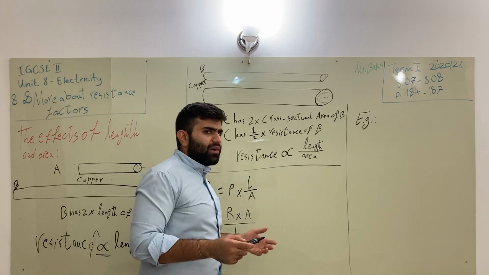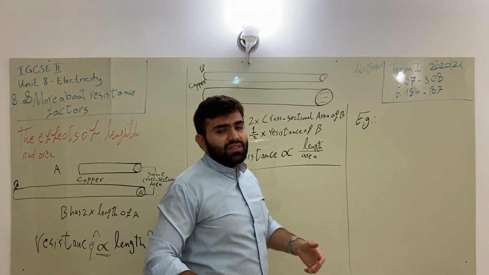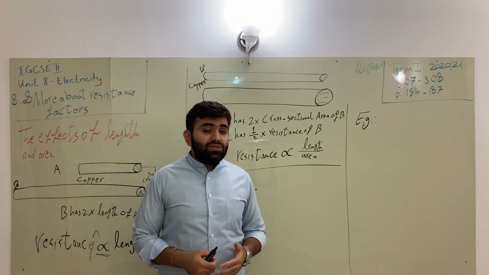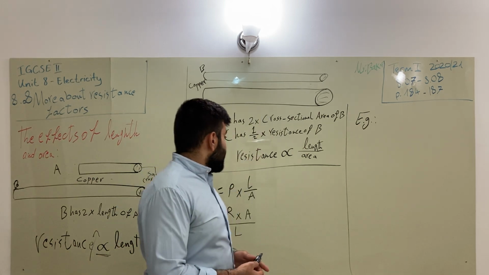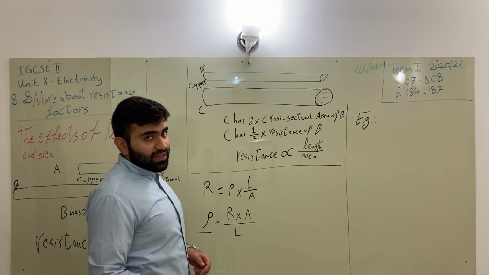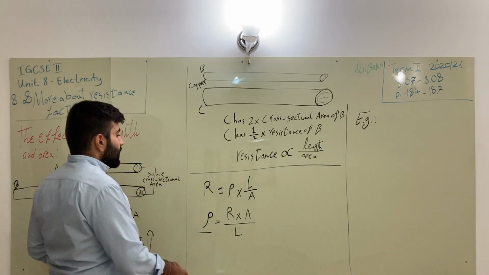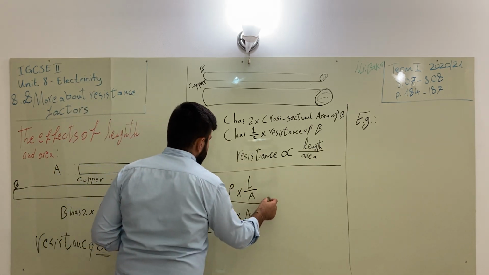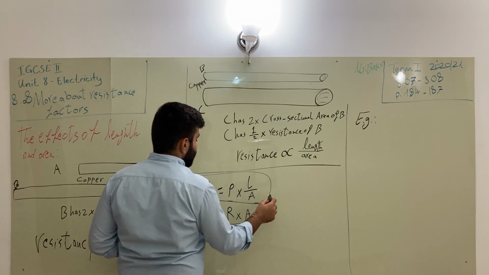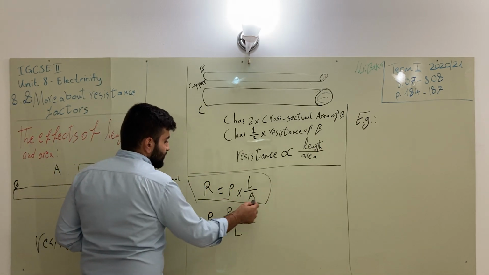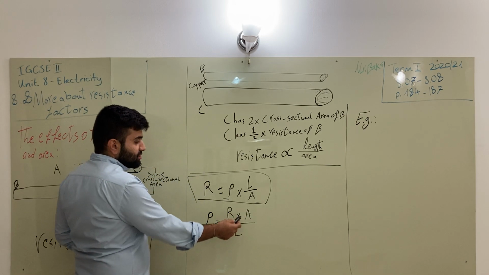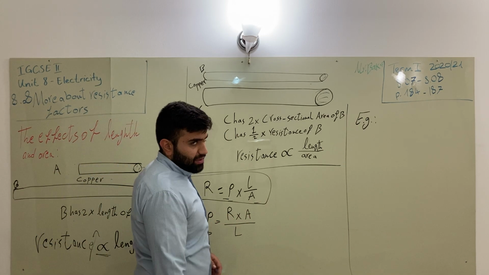Now we have a lot of things that may be different, like different temperature or different types of metal. So we have this and we call it rho. It's a Greek letter. So this is the equation: R, the resistance, is rho times length over area. So if we do the math, rho is the resistance multiplied by the area over length.